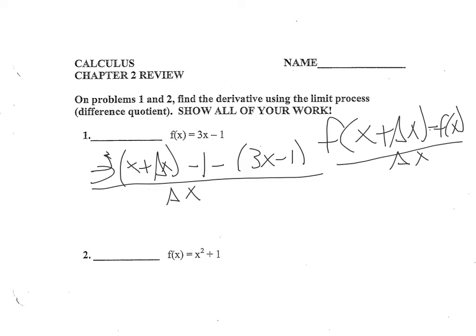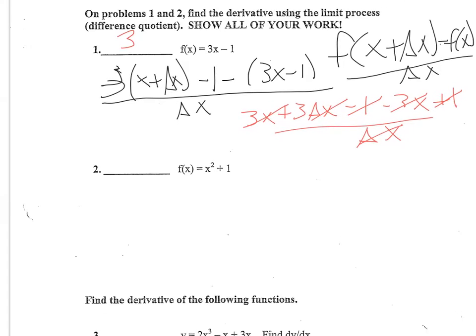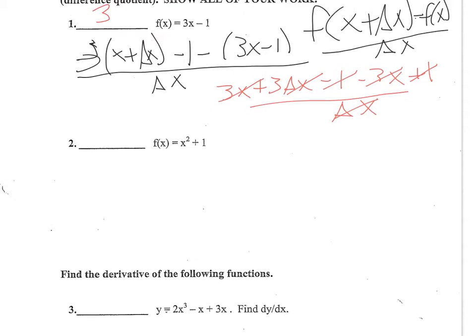Like that. So distributing the 3, we should get 3x plus 3 delta x minus 1, and then minus 3x plus 1 all over delta x. Okay, 3x's cancel, 1's cancel, so after 3x, delta x over delta x, cancel that, so your answer should just be 3.